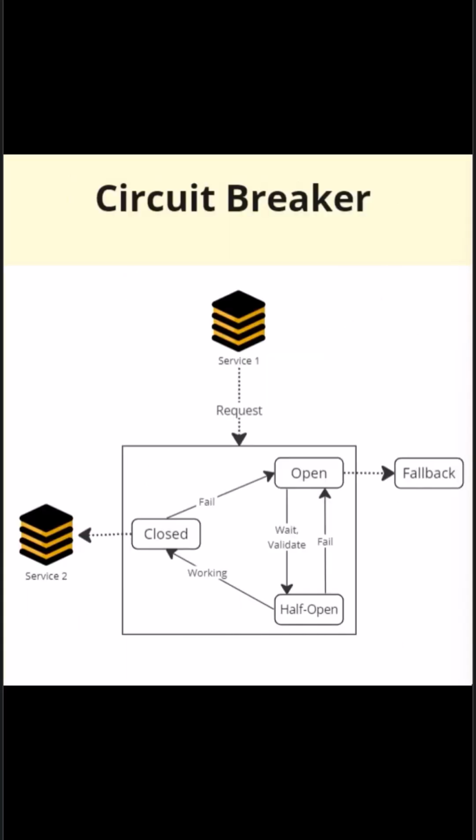Welcome back. Today we will explore the circuit breaker pattern. In distributed systems, services can fail. So the circuit breaker pattern is a fault tolerant mechanism that prevents cascading failures. When a service encounters errors beyond a certain threshold, the circuit breaker opens and temporarily halts the requests to that service. This gives the failing service time to recover without overloading it further. It also protects other services from being affected by the failure.